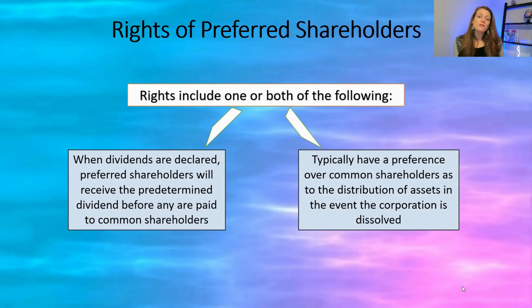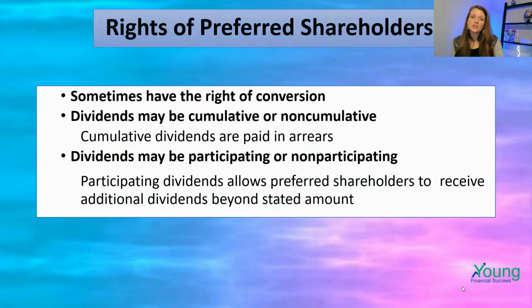Typically, they also have a preference over the common shareholders as to the distribution of the assets if the company were to dissolve. So if the company goes out of business, then the preferred shareholders get the assets before the common shareholders. So that's some of the major benefits there. Sometimes they also have the right of conversion, so maybe they can change into multiple common shares. They might have that right.